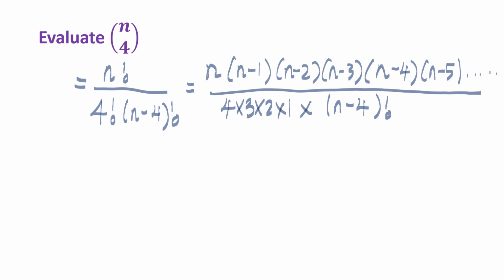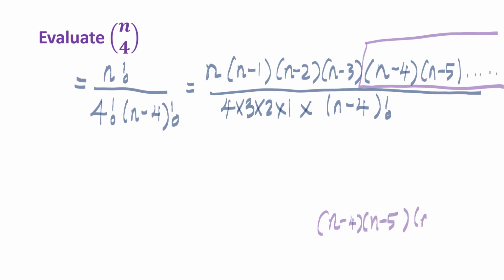Okay, so there's something interesting here. What is it that's interesting? Look at this one here. What does n minus 4, n minus 5 collapse into? What does it collapse into? It actually collapses into n minus 4 factorial, right? Okay, I'm going to pause here for you to think for a while. Why is that so?